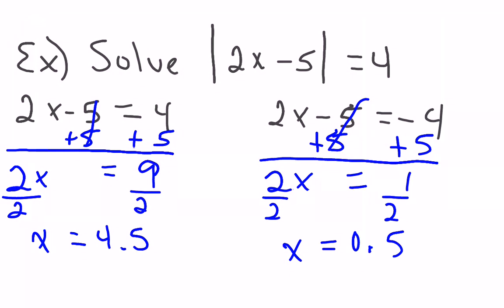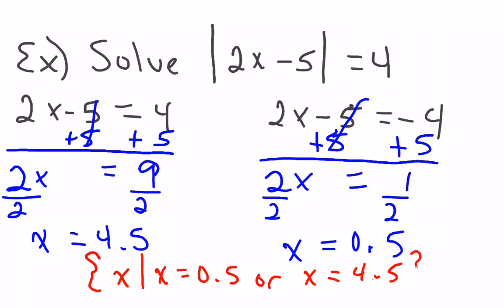So what is our solution? So they tend to write this in what we call set builder notation. So we have a curly bracket, and we say x because that's a variable. We're telling our reader we're using x as our variable. And then we say x equals 0.5 or x equals 4.5. And we end our curly bracket. And there's our solution.